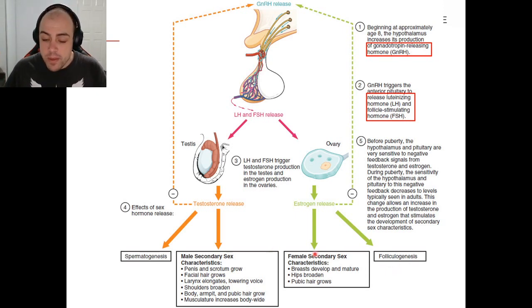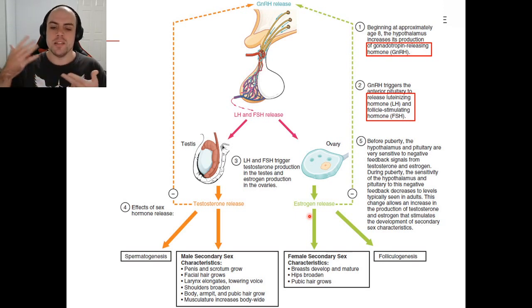Now, female sexual characteristics are also developing with the release of estrogen, things like breast development, broadening of the hips, not so much the shoulders, but definitely the hips to get ready for childbirth, to begin menstruating, these sorts of things.